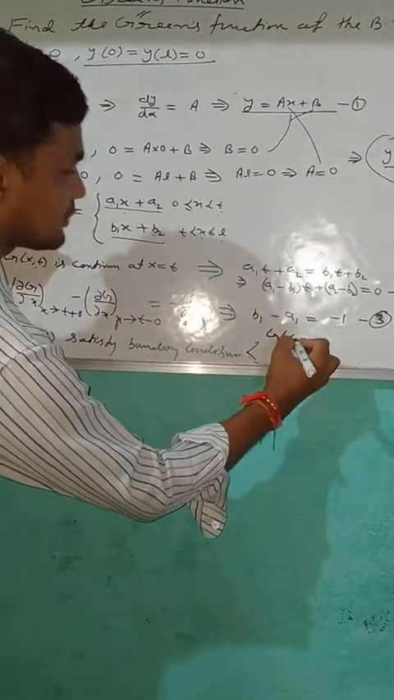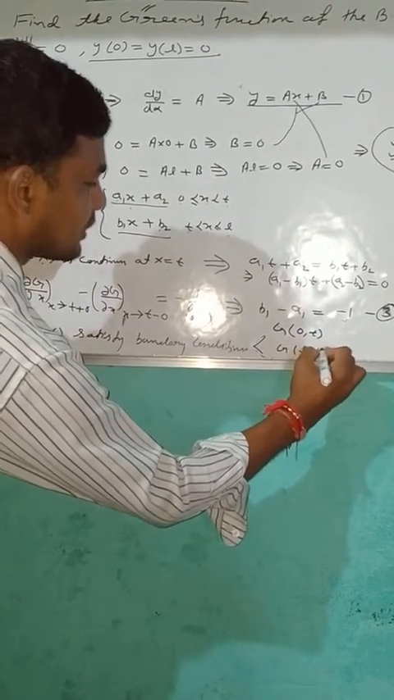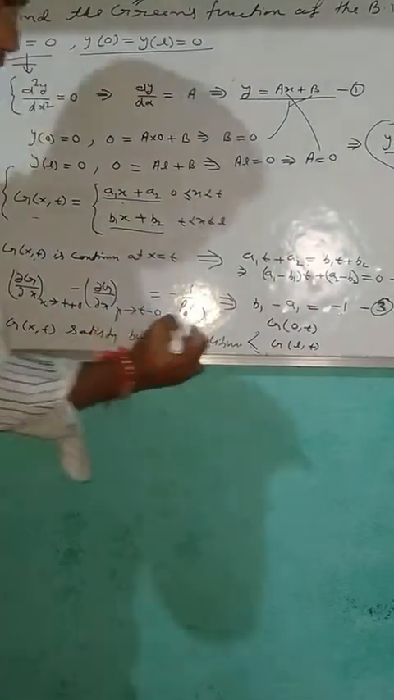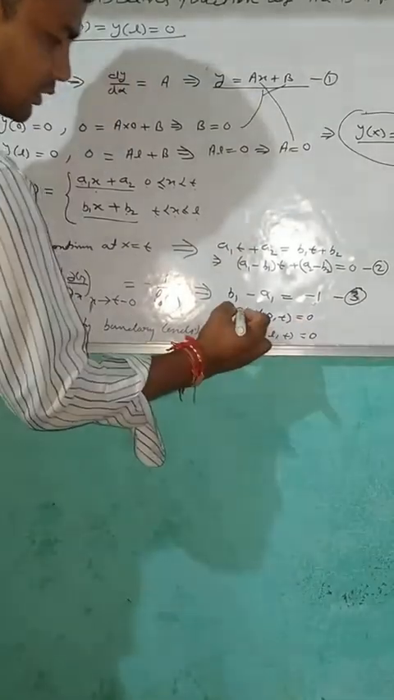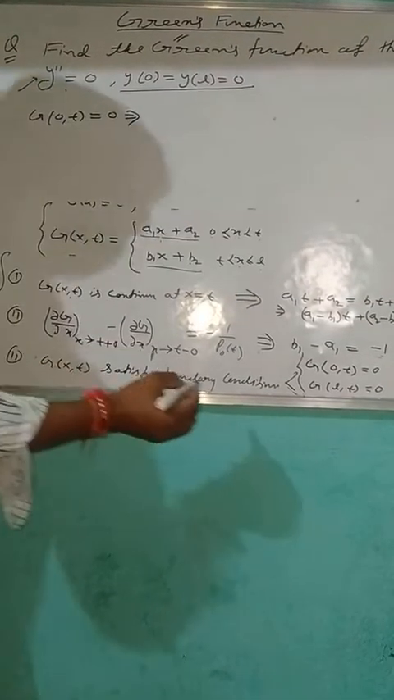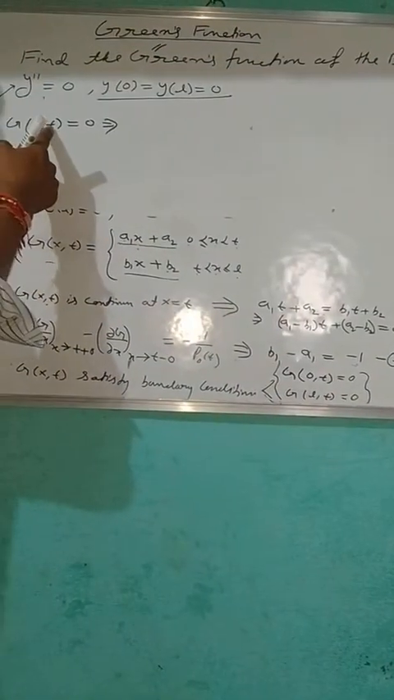One is g of 0 comma t, other is g of L comma t. For this, this is equal to 0 and the other is equal to 0. We have two boundary conditions for this. One is g of 0 comma t equal to 0.